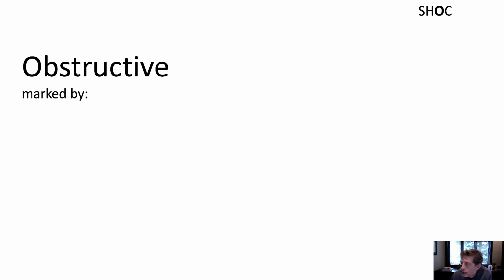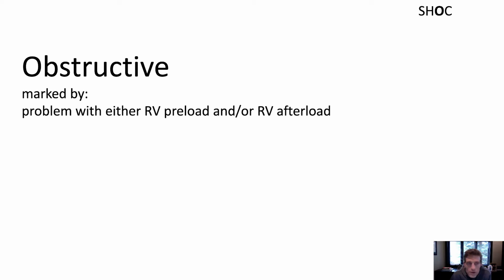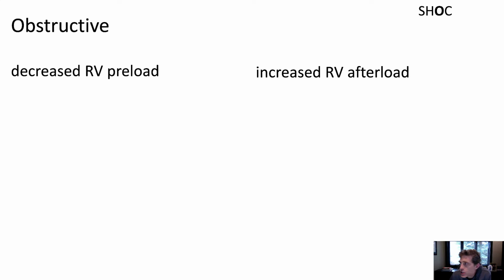Obstructive shock. What is obstructive shock marked by? Obstructive shock has an impact on the right ventricle. When I think of obstructive shock, I think of what's happening to the right ventricle. So it's a problem with either RV preload and or RV afterload. So let's talk about decreased RV preload.